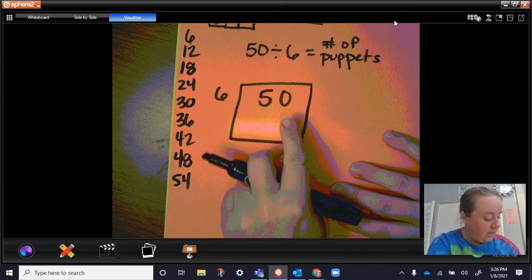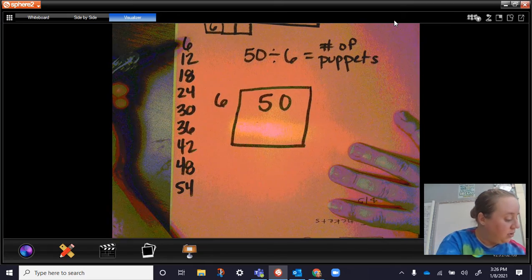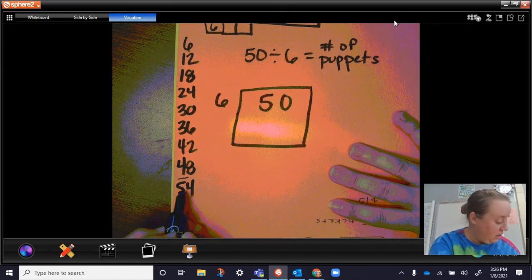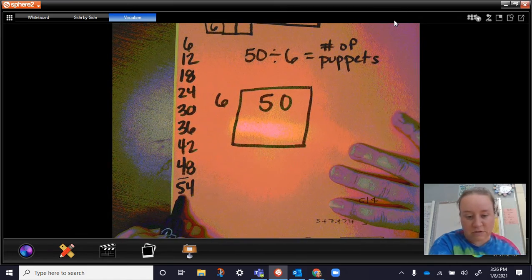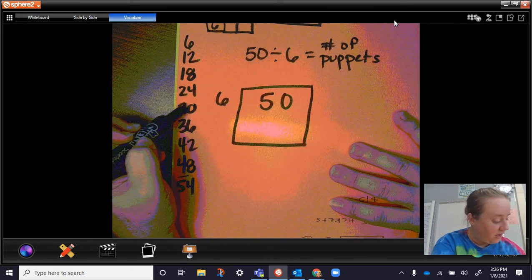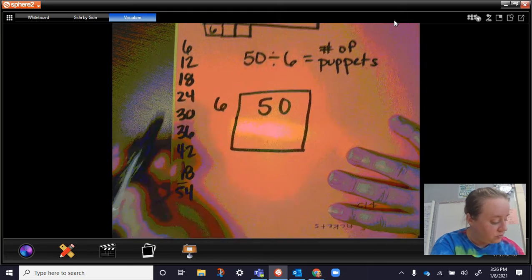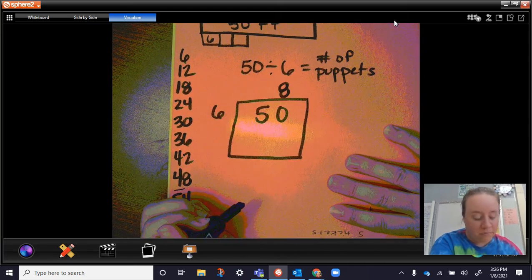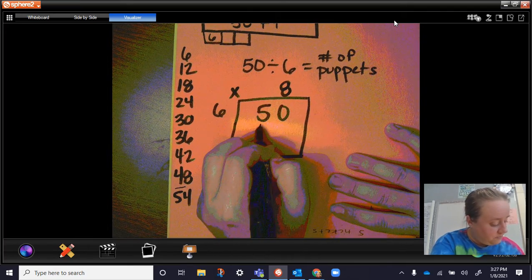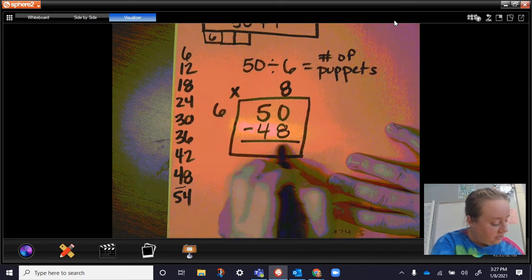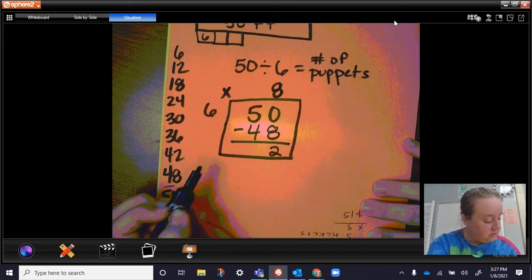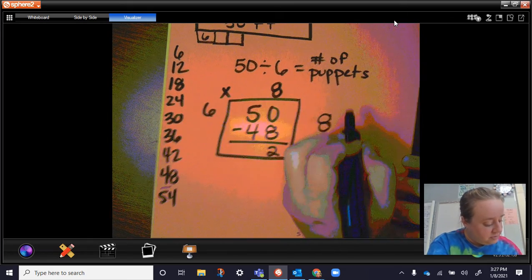So then I'm going to say, okay, I've got 50. Well, here's my groups. 50 falls right in here. I can't go to 9 groups because that's too many. So I'm going to stop here, and that's 1, 2, 3, 4, 5, 6, 7, 8 groups. So my groups goes on top. Then I multiply. 8 times 6 is 48. Subtract that. 50 minus 48 is 2. So I have 8 puppets that I can make.